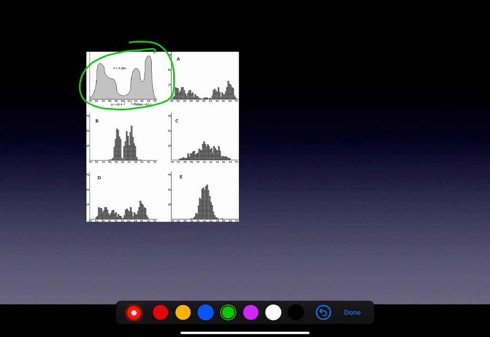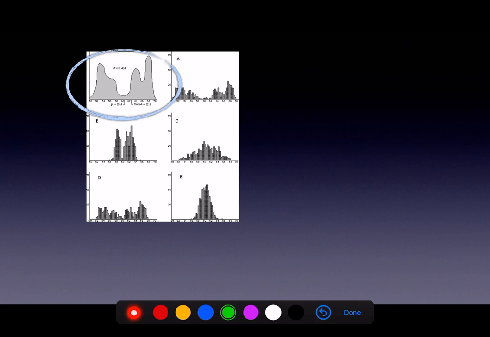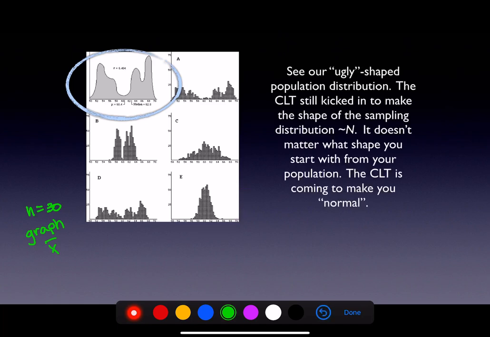All right, so now even if I start out with something super, I just called this ugly, right? That is multimodal. All right, let me not circle it twice. So if I start out with a distribution that is a population distribution that is really ugly, and imagine I had a sample size of 30, right, and I wanted to graph my x bars, graph my sampling distribution, which of these five options would it be? Well, it would be the one that was down here. And actually, I'm gonna erase that because it's gonna click in just a sec. So even our ugly shaped population distribution, even with that, the central limit theorem still kicks in and makes the shape of the sampling distribution approximately normal.